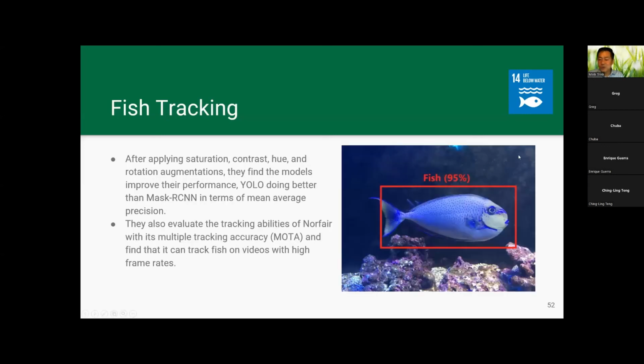So this is what YOLO will give you. It tells you there's a box on the image where the fish is. With many fish, you see many boxes. It tells you this is a fish, 95%. And if it's trained on the type of fish, it will tell you this is a red snapper or something. So there are challenges.